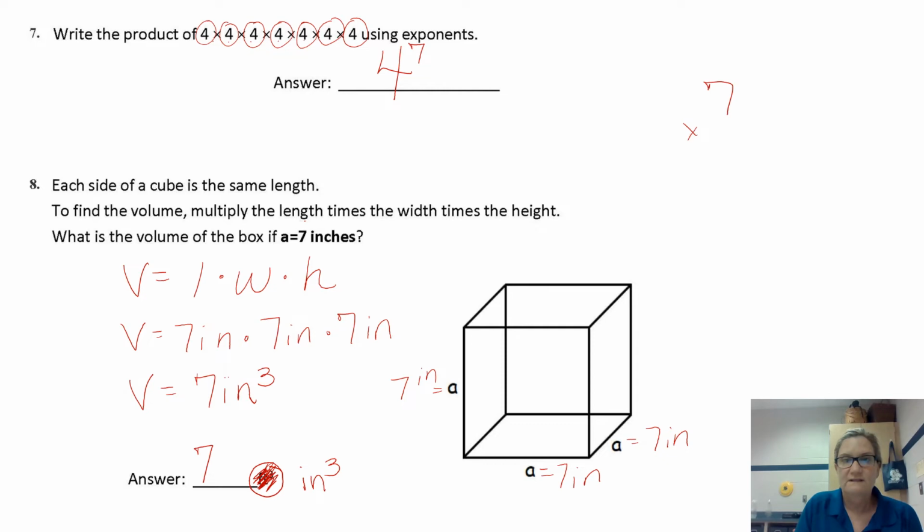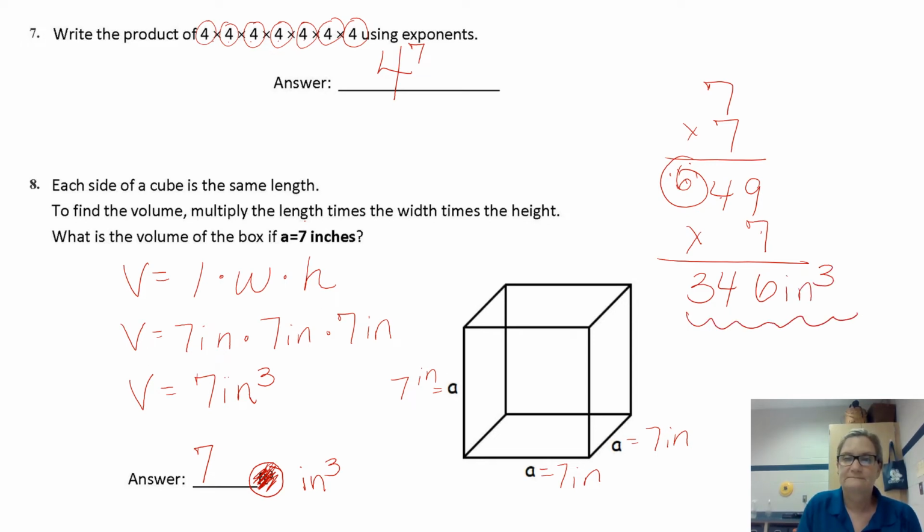7 times 7 equals 49 times 7. 9 times 7 is 63. This is 28, 29, 30, 31, 32, 33, 34. 34 inches cubed. All right, there you have it. And next problem.